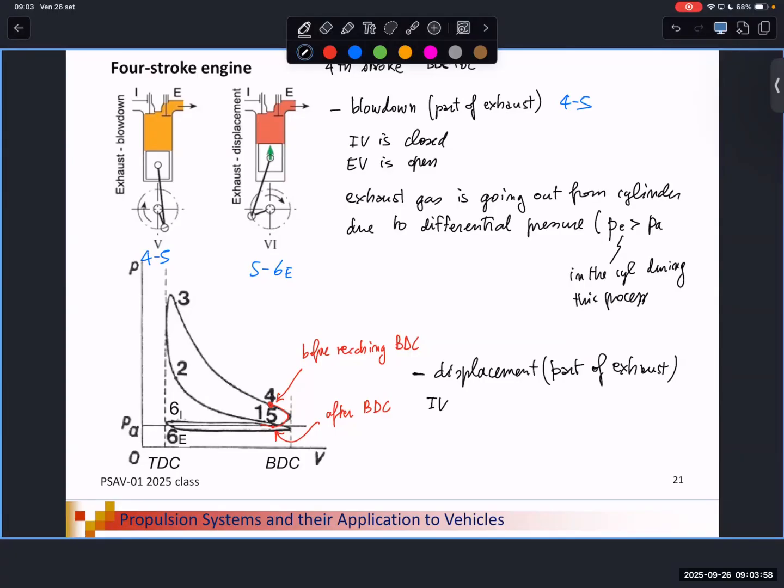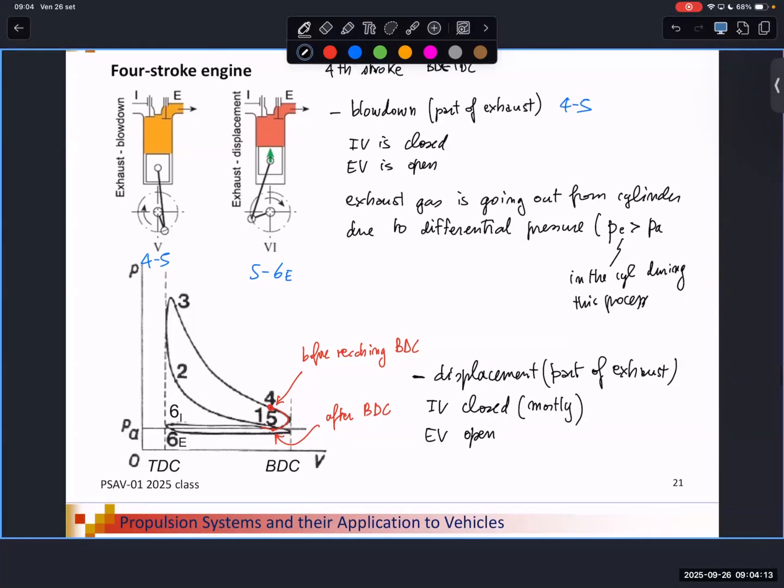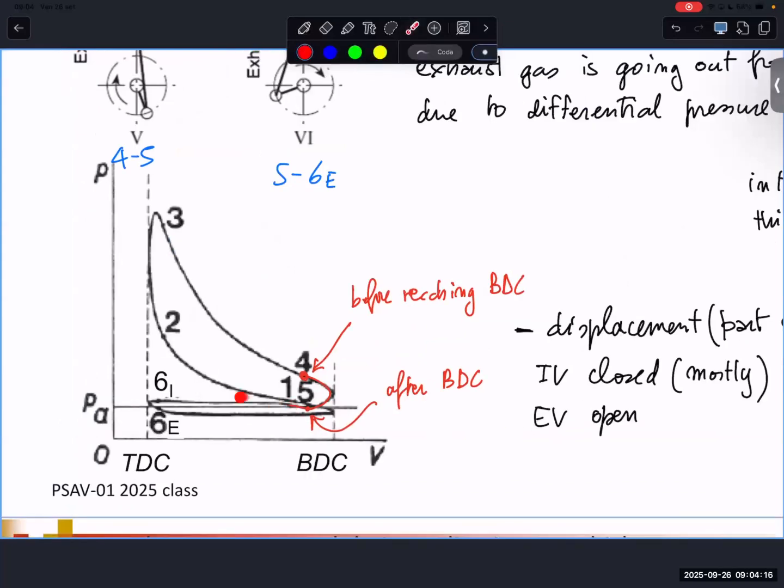Intake valve is closed mostly, while exhaust valve is open. Mostly because here we are going from 5 to 6E. So here we have 6I and 6E, and we're moving in this way. When we reach 6I, intake valve starts opening. So during this part, actually, both valves are open. Okay, so this is why I wrote mostly.